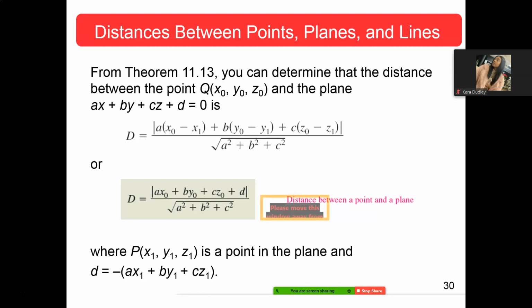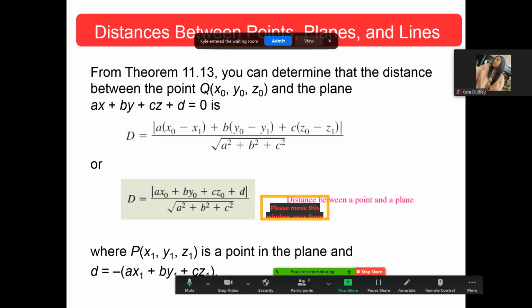Okay, we're in chapter 11, Vectors in the Geometry of Space. We're in section 11.5, Lines and Planes in Space, and we're on page 792, the lower part of the page. We had just done example 5.